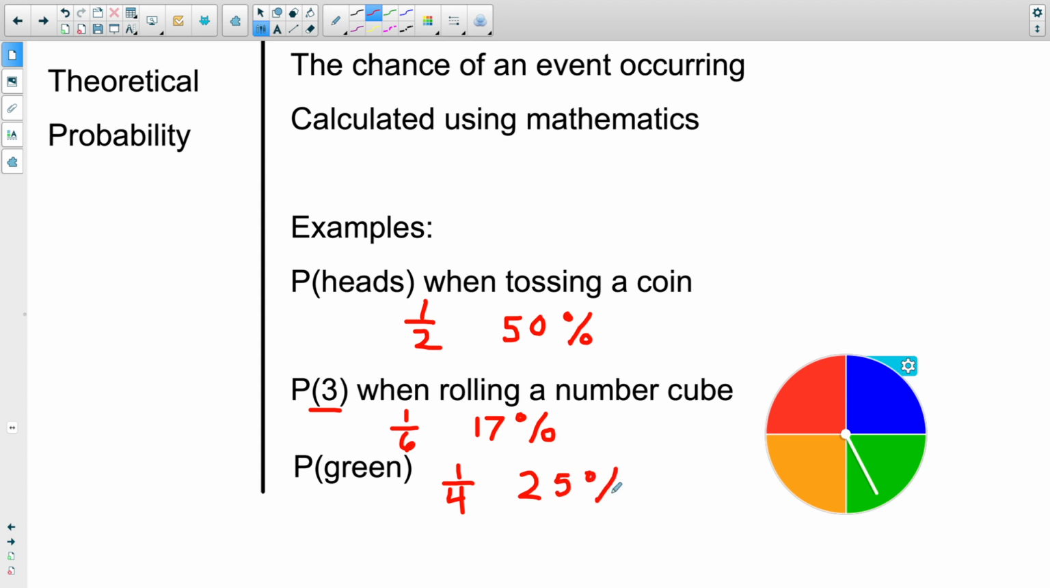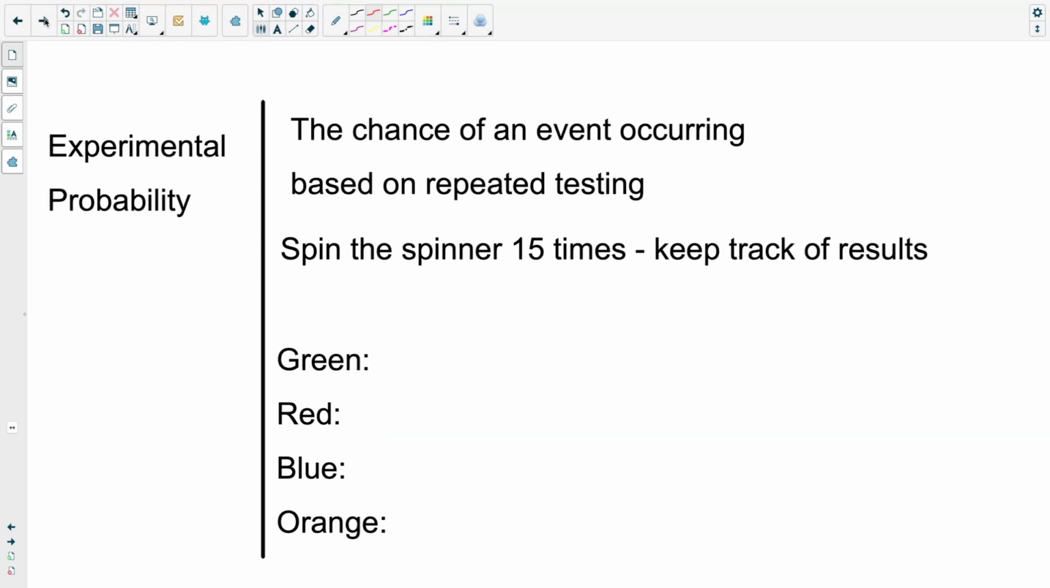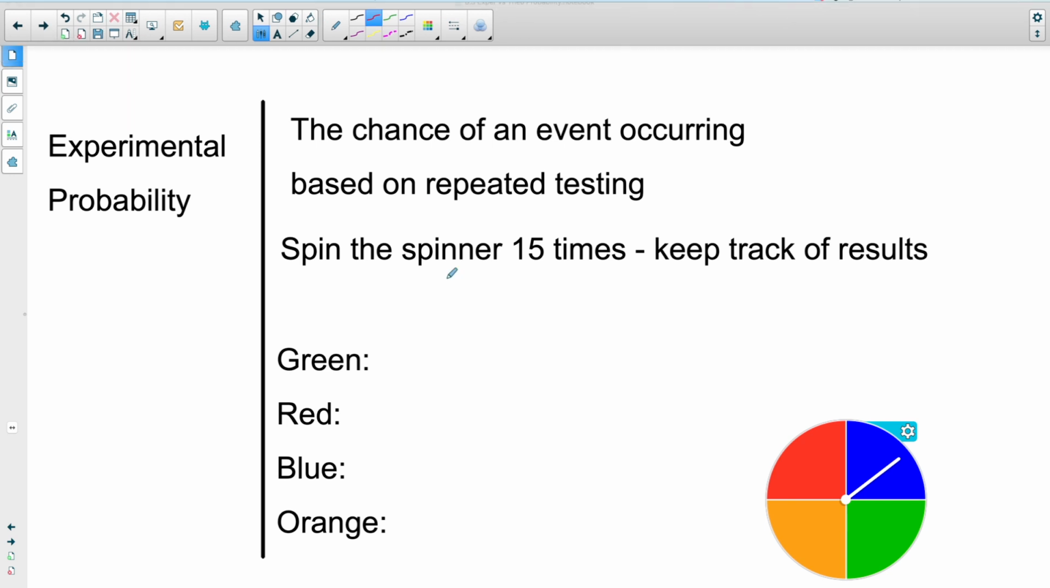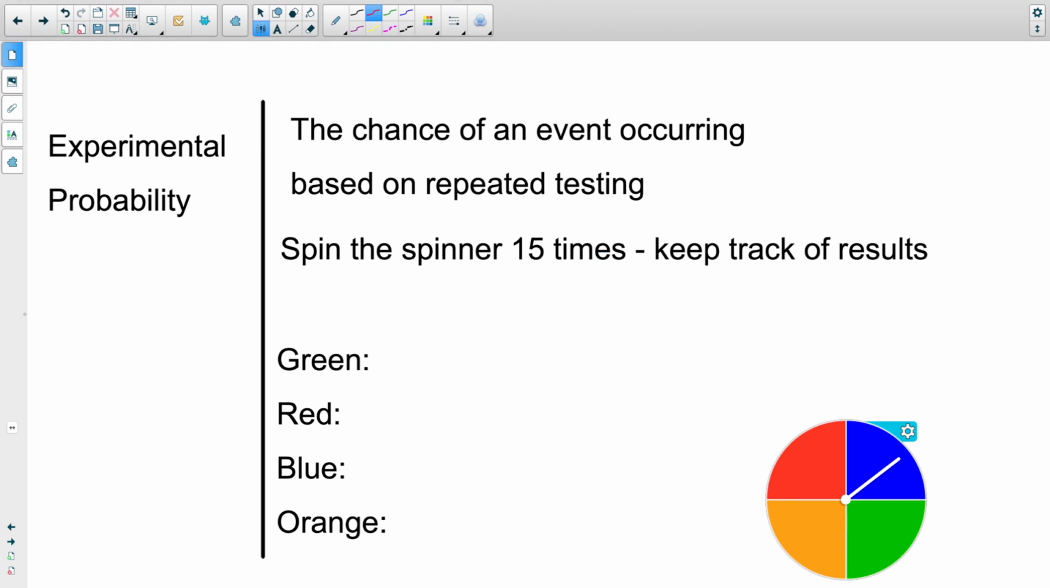So that is theoretical. It's what we've been dealing with all along. But now we have experimental. This is what happens if we actually do it. What happens? So, for instance, I'm going to spin the spinner 15 times and record what happens when I spin it. So there's 1. I get a green.